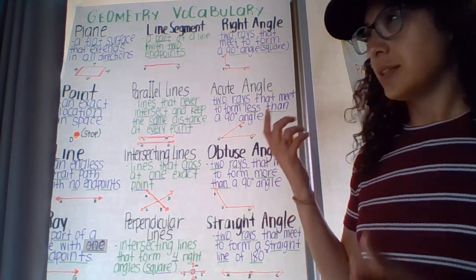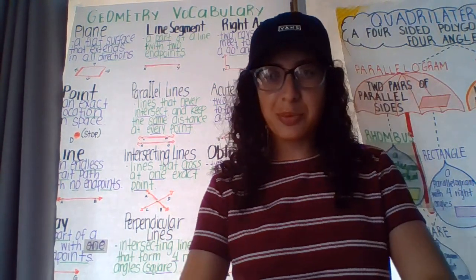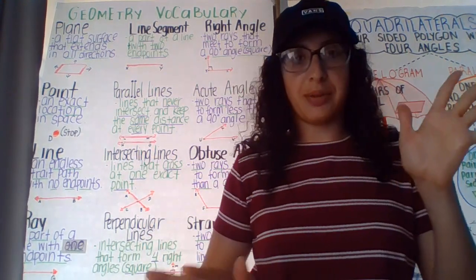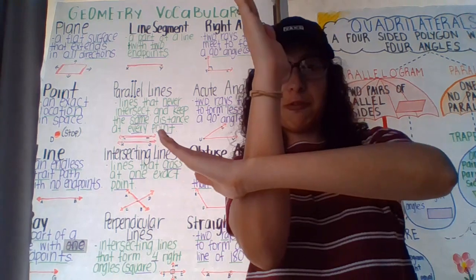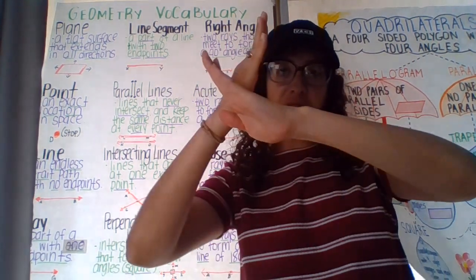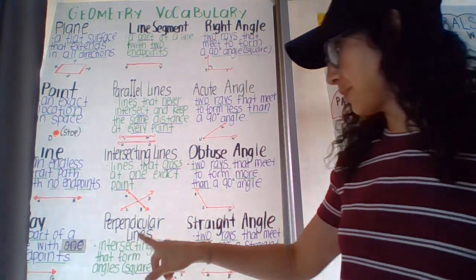Intersecting lines, you will need it, but not really. They're just lines that cross each other at any point, okay? They can make a perfect X, they can make a perfect T, they can cross like this, but if the lines touch, they're intersecting.